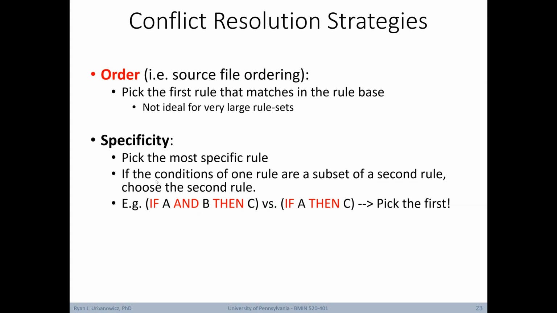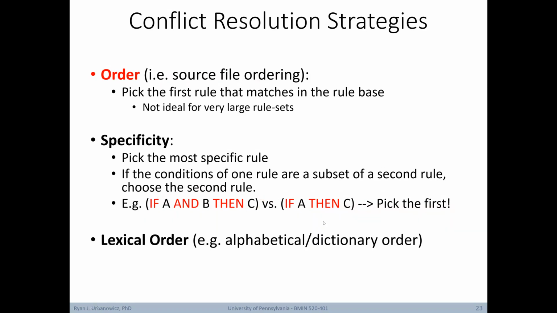By more specific, we mean that if the conditions of one rule are a subset of that of a second rule, choose the second rule. For example, if we have the rule if A and B then C versus if A then C, we'd pick the first because it's more specific. Another conflict resolution strategy is to go based on lexical order, or alphabetical or dictionary order. For many problems, this is somewhat arbitrary, but it could be useful in some domains.